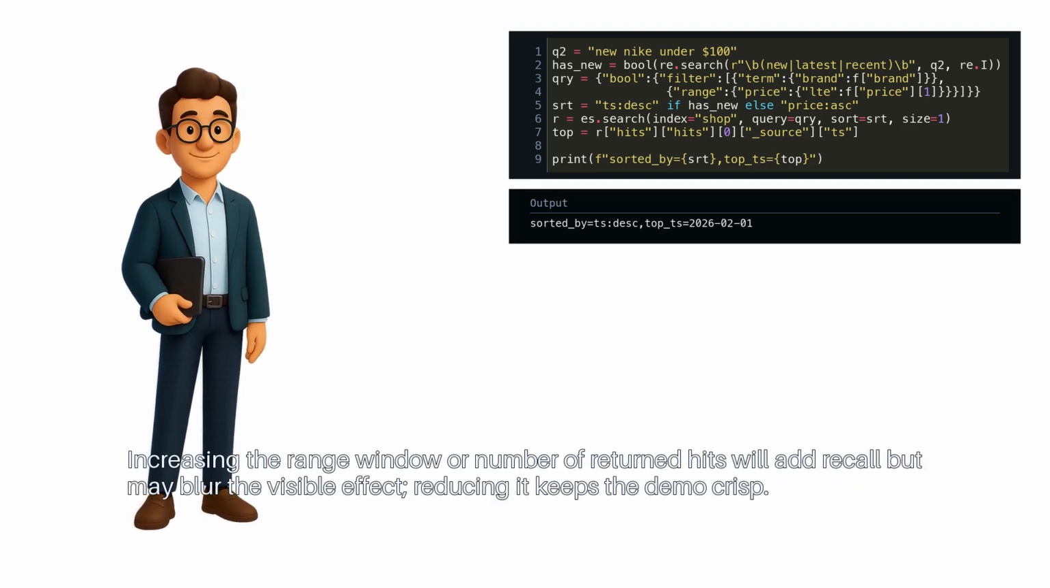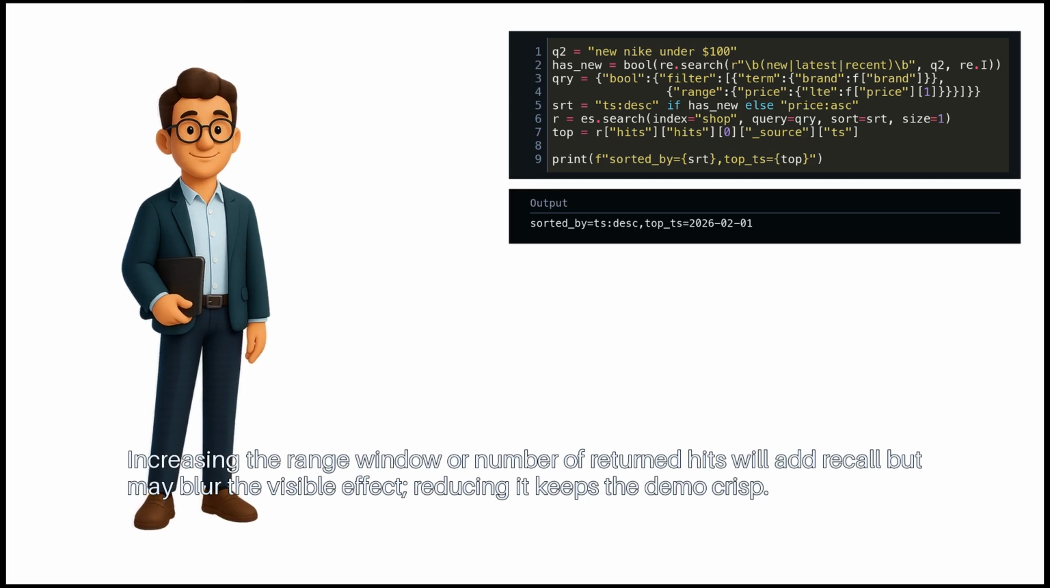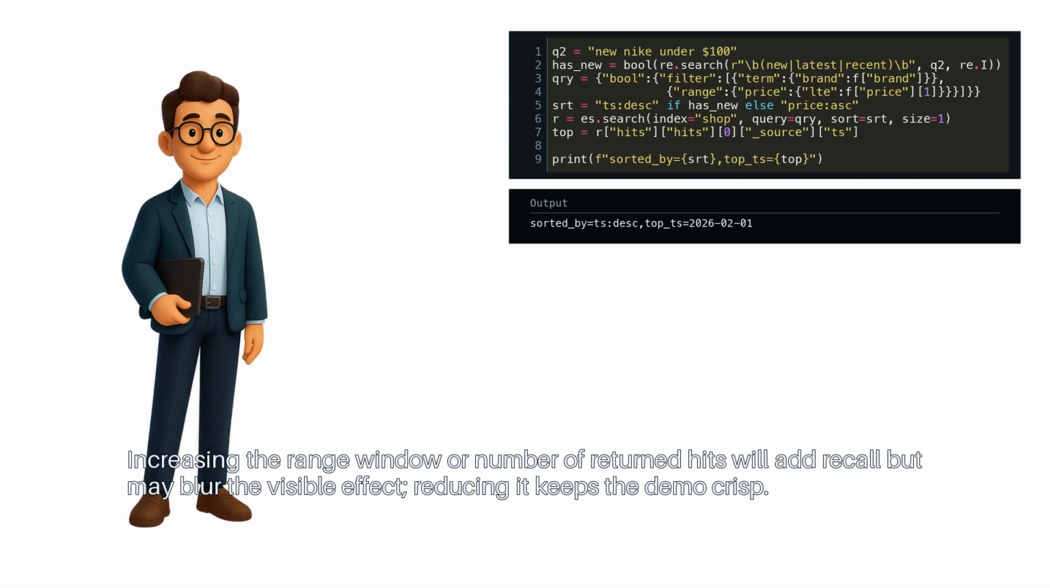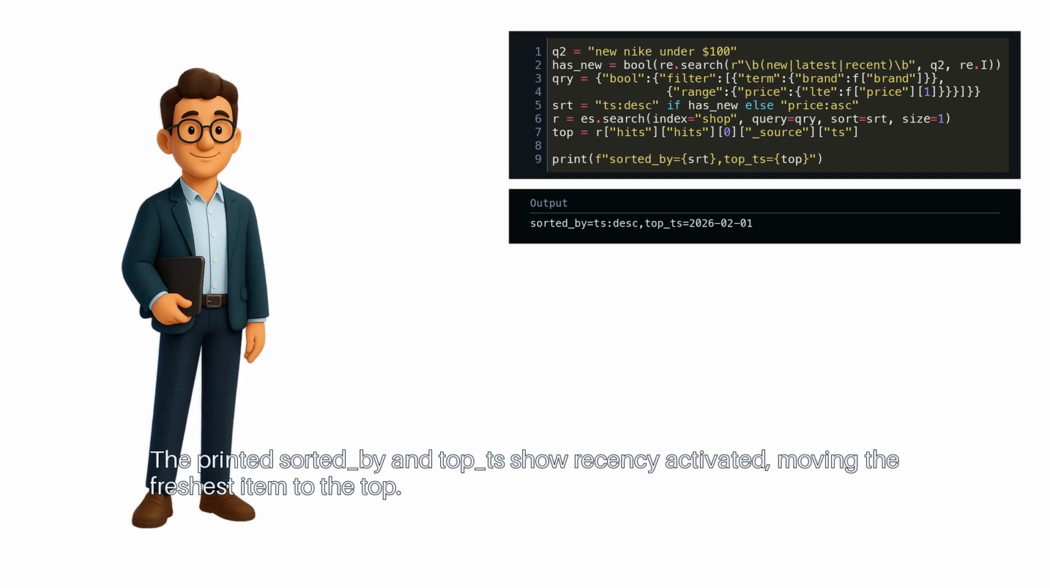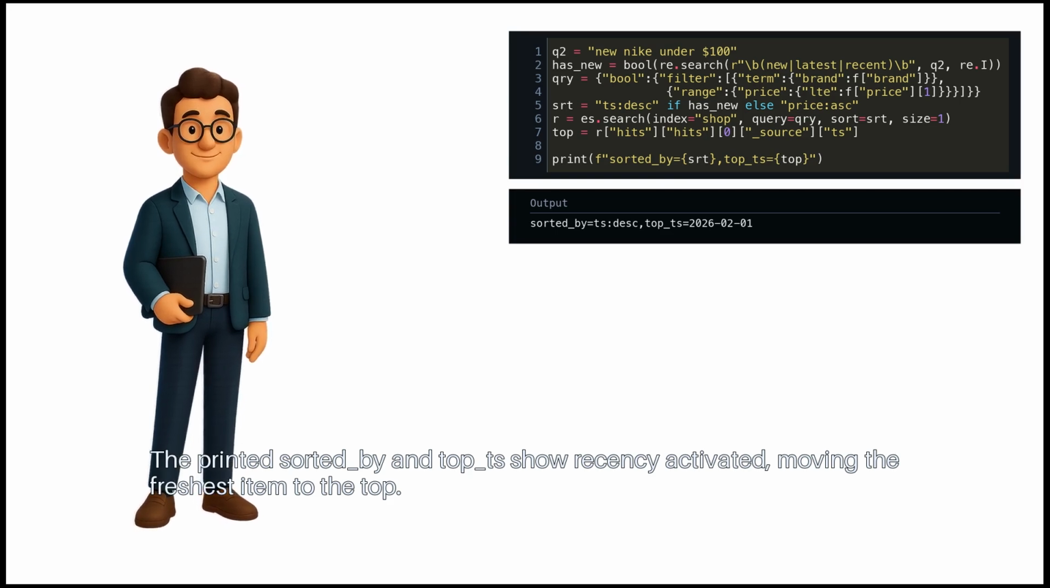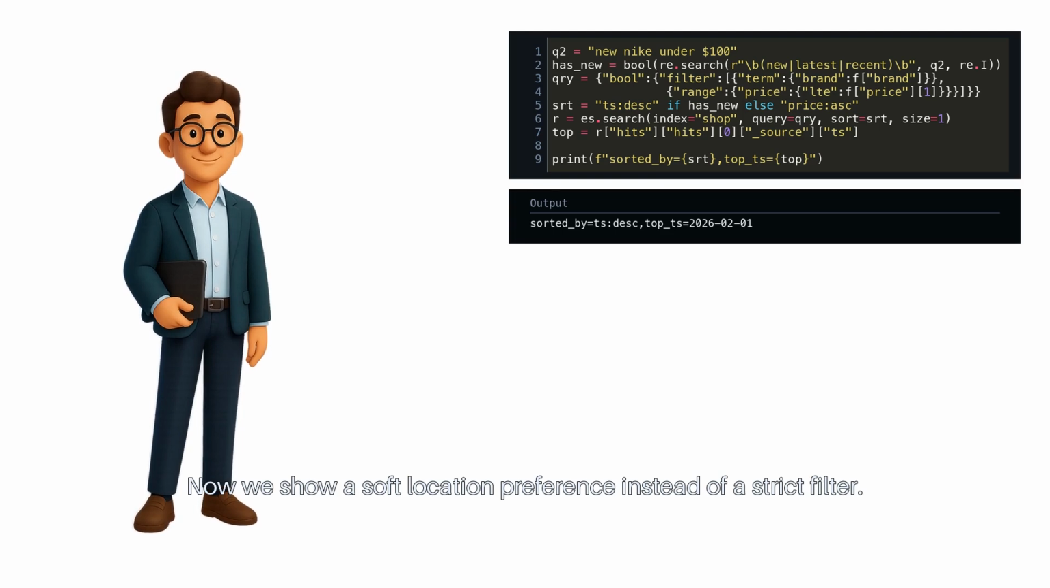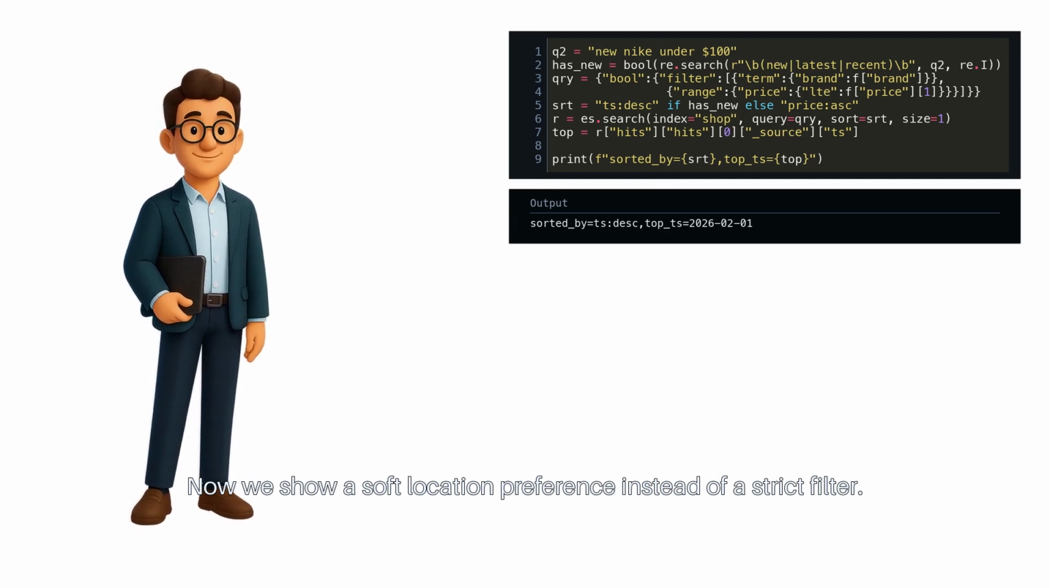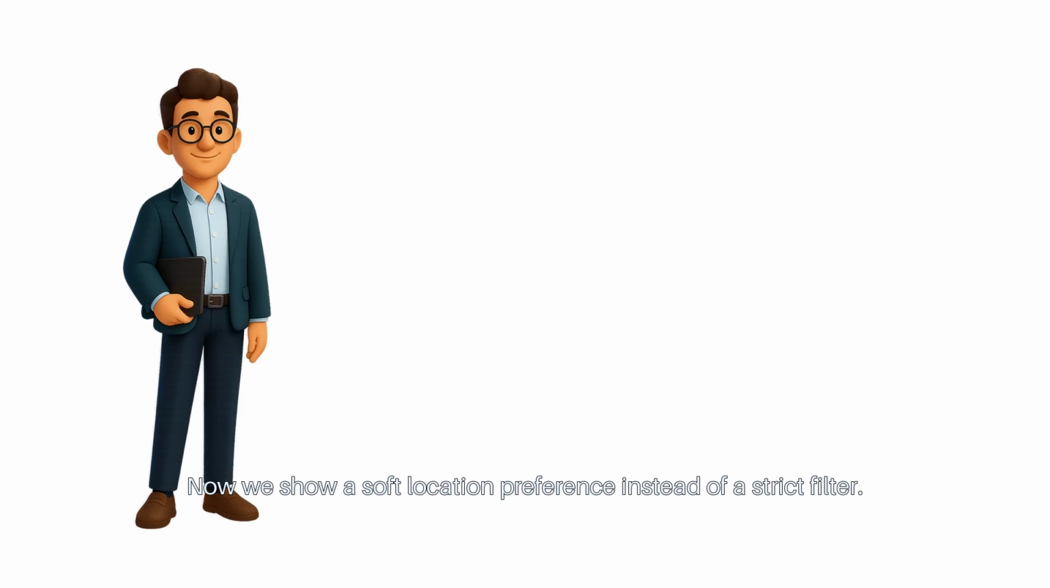Increasing the range window or number of returned hits will add recall, but may blur the visible effect. Reducing it keeps the demo crisp. The printed sorted by and top ts show recency activated, moving the freshest item to the top. Now we show a soft location preference instead of a strict filter.